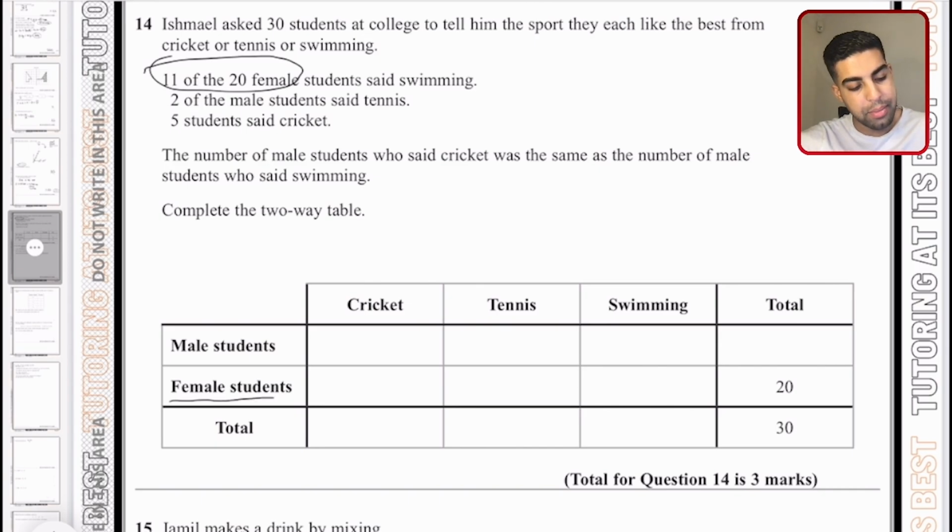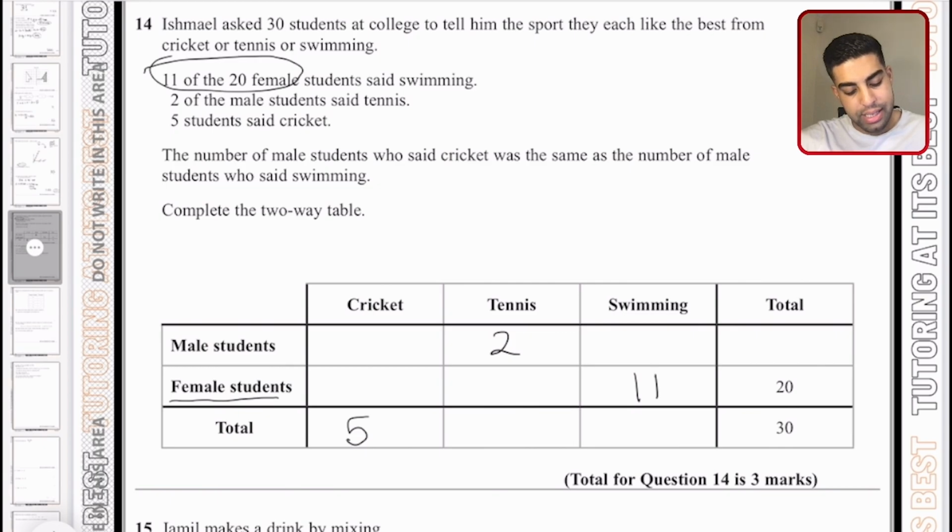So we find our female students and we know that it is 11. And then 2 of the male students said tennis. So we know the male students are tennis. And then 5 students said cricket. So 5 students will be our total as cricket because it doesn't define if it's a male or a female. So now that we've done that, let's go ahead and fill out the other spaces.